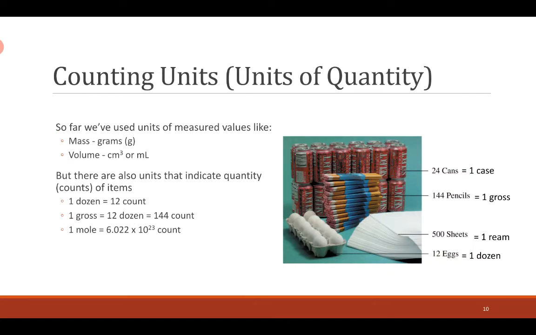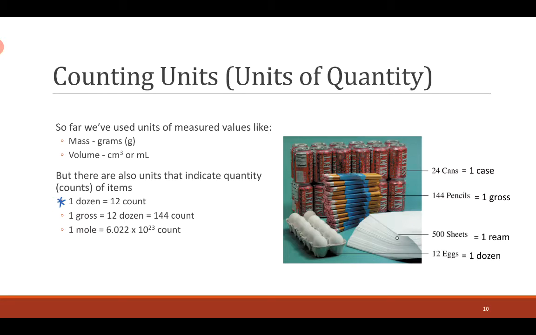So when we introduce this mole unit, it's a unit of quantity. And you're probably familiar with some units of quantity, such as a dozen. 1 dozen is 12. And so if I buy a dozen eggs, that means I bought 12 eggs. If I buy a dozen donuts, then I bought 12 donuts. And so 1 dozen equals 12 things. It doesn't matter what the things are, it just matters that there's 12 of them.